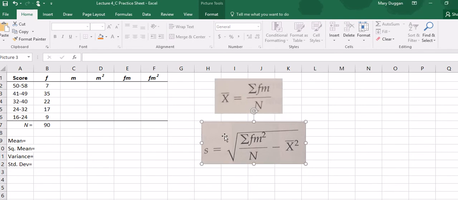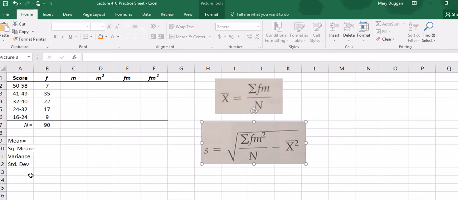So for this formula, we have f and we have n, but we need the midpoints and the midpoints squared and the frequencies times the midpoints for the mean. So let's construct all of these columns now. First, the formula for midpoint is the lower score plus the upper score divided by 2.